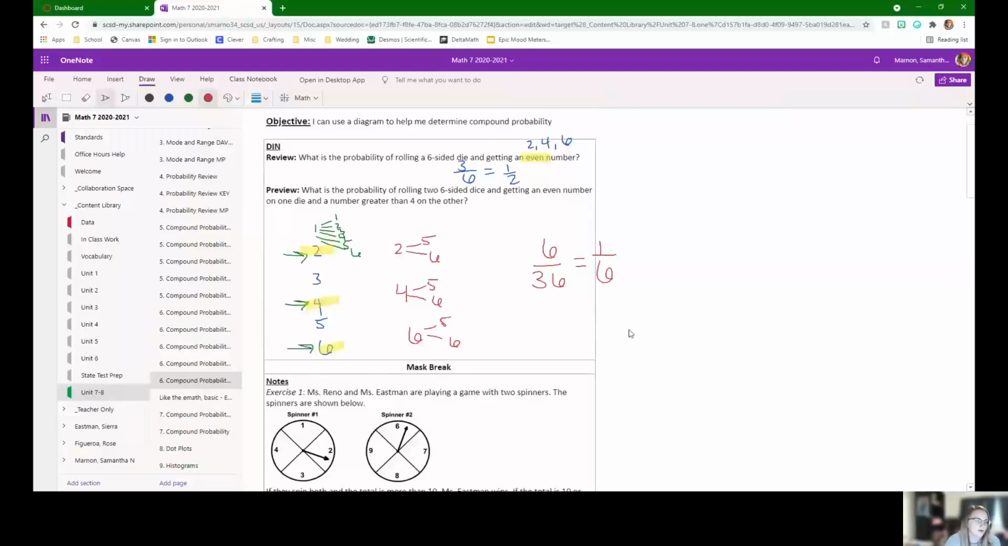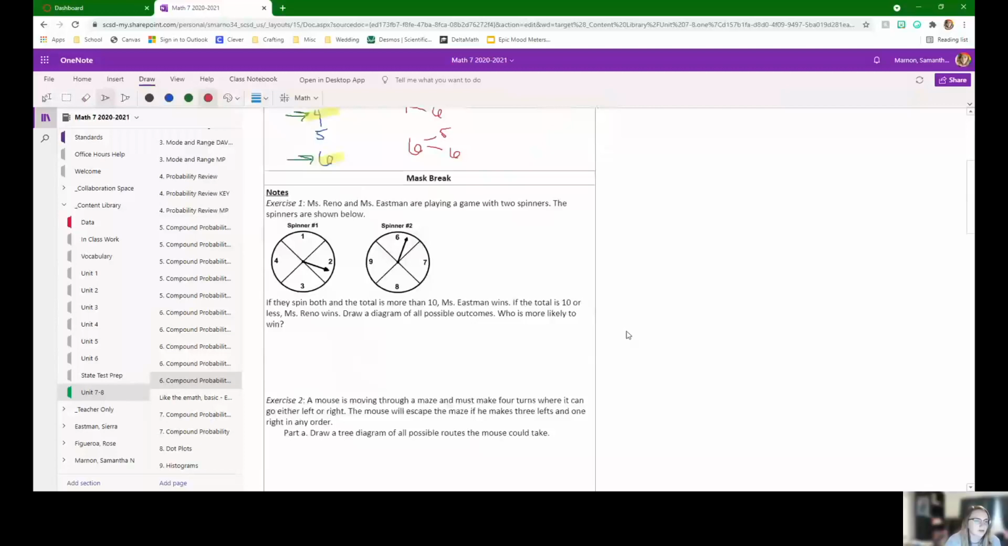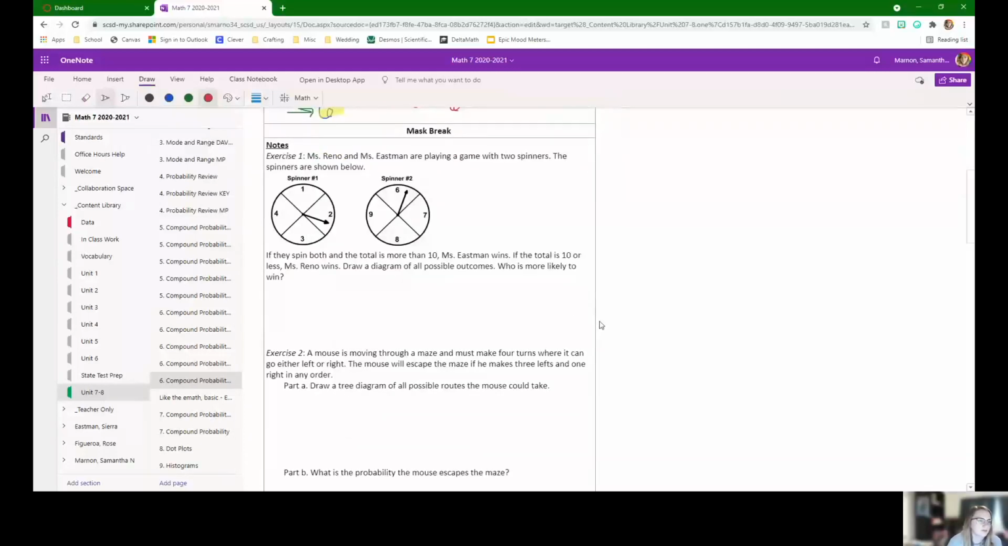So let's look at some of our notes for today. Miss Reno and Miss Eastman are playing a game with 2 spinners. The spinners are shown below. This one is 1, 2, 3, 4. This one is 6, 7, 8, 9. If they spin both and the total is more than 10, Miss Eastman wins. If the total is 10 or less, Miss Reno wins.